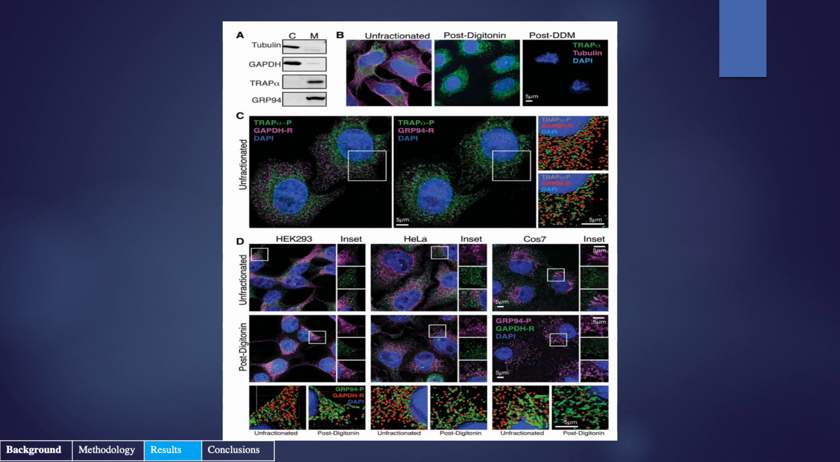in the beginning, which shows the overlap of GAPDH mRNAs and GRP94 mRNAs, which shows evidence that these cytosolic mRNAs can be localized to the endoplasmic reticulum.